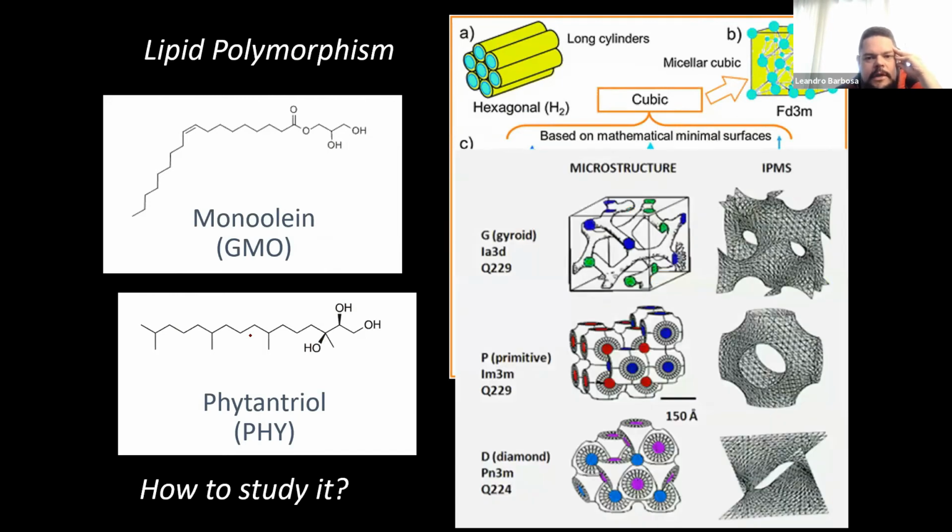And in solution, they may have different kinds of structures, depending on the amount of hydration that you have in your system. So this final structure is hydration dependent in the case of a cubic structure.